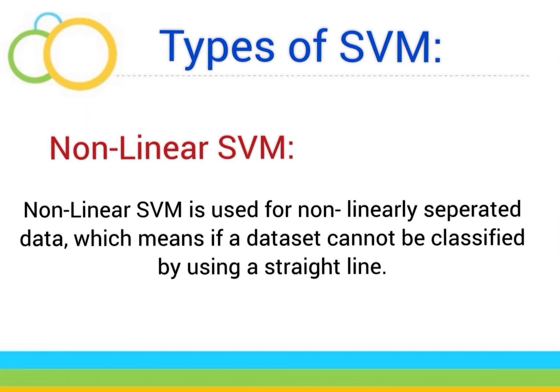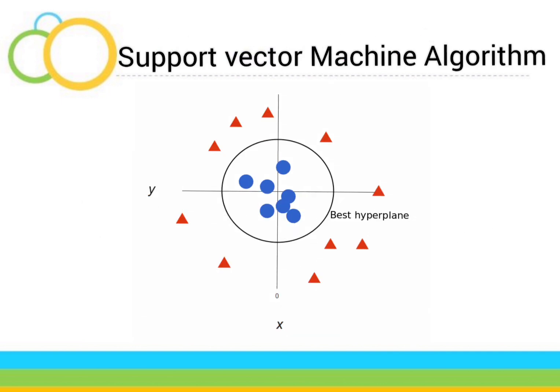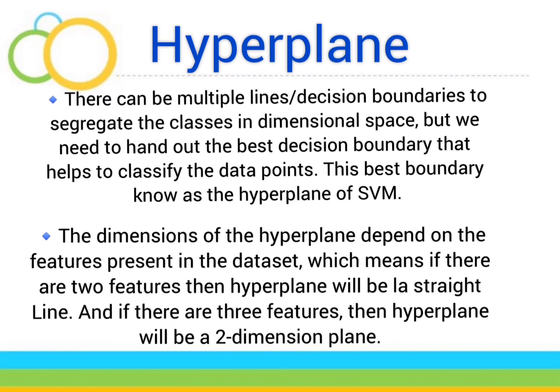Non-linear SVM. Non-linear SVM is used for non-linearly separated data, which means if a data set cannot be classified by using a straight line. This is an example diagram for non-linear support vector machine.